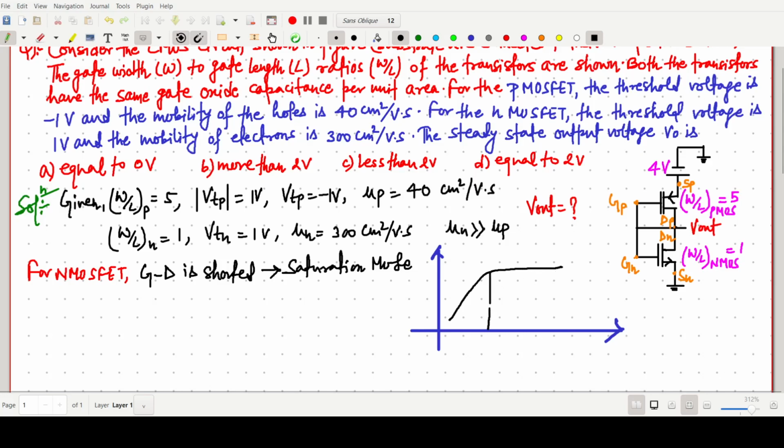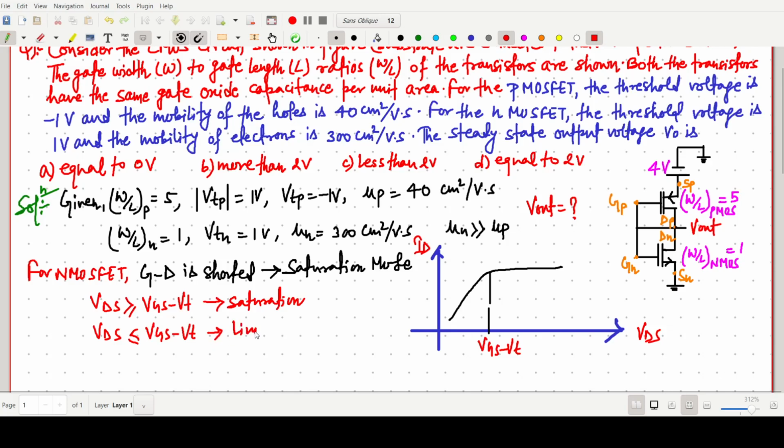This is our ID curve, ID versus VDS, and this one is VGS minus VT. When VDS is greater than or equal to VGS minus VT, it is in saturation. And when VDS is less than or equal to VGS minus VT, it is in the linear mode of operation. This one is our saturation.